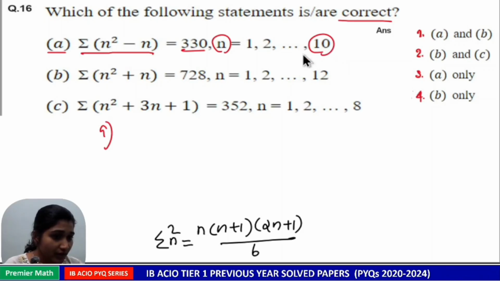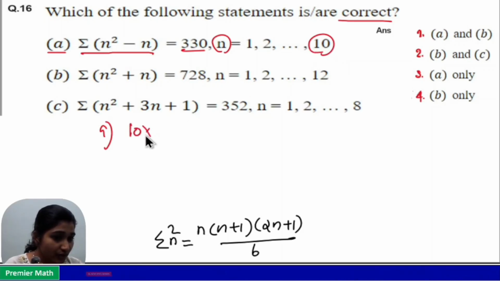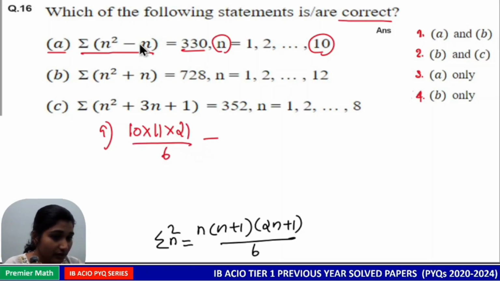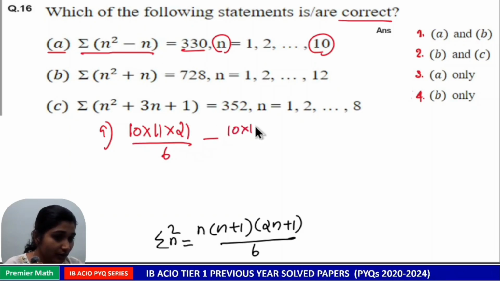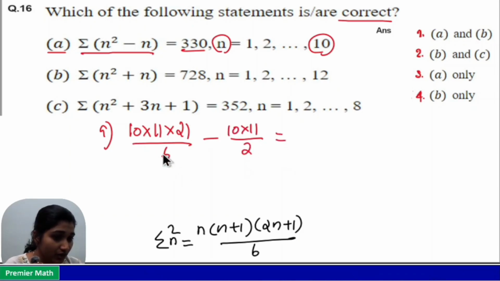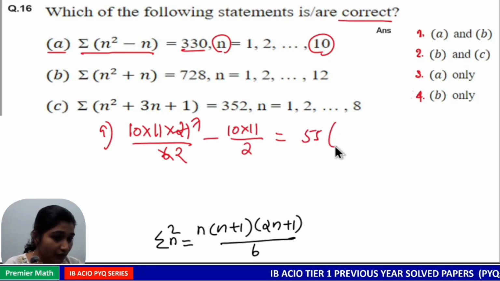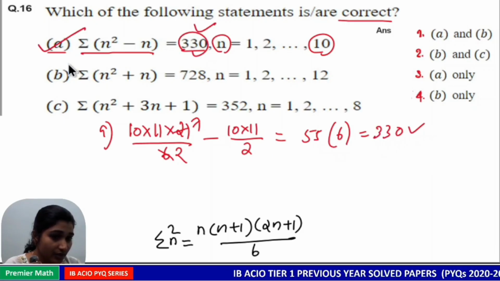Sum of n squared with n equal to 10: 10 into 11, 2 into 10 is 20, 20 plus 1 is 21, divided by 6, minus the sum of 10 natural numbers, which is 10 into 11 divided by 2, that is n(n+1)/2. Now 3 goes 2 times in 6, 7 times in 21. Now I can take 10 into 11 by 2, which is 55, as common. So 55 into, in the first term the remaining is 7. So 7 minus 1 is 6, which is 6 into 55, that is 330, which is right. So statement A is correct.